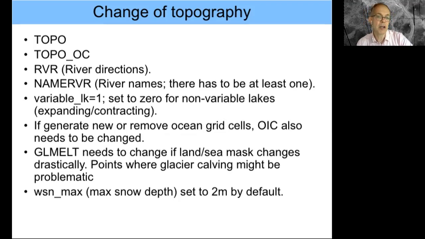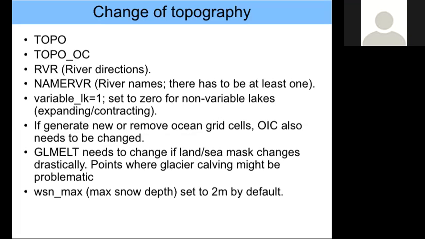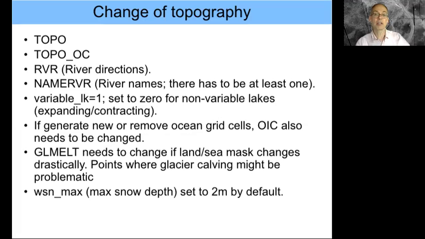Then there's this RVR file. That's the river directions file. So this is a kind of a tricky file, in fact. Basically, you want to be able to tell the model where water runoff should take place. And this usually should be related to your topography, of course. So you want the rivers to run downhill in your topography down to the ocean grid cells, basically. So that's what this river directions file is.